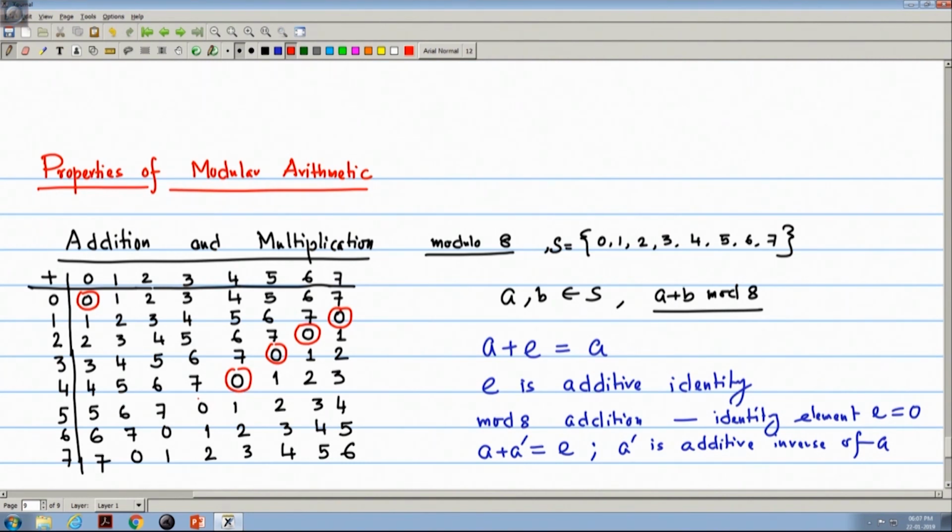Since 0 is my identity, for each element, if I add 0, I get the same element back, the identity element. That means for each element of this set from 0 to 7, one inverse exists. For example, when A equals 1, my A dash is 7; when A equals 2, my A dash is 6, like that.